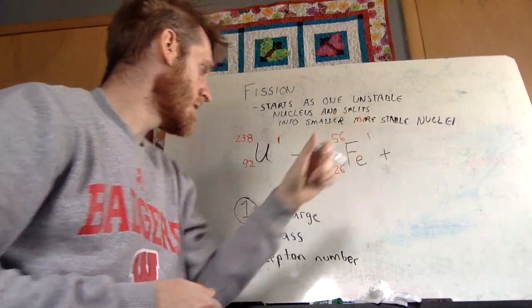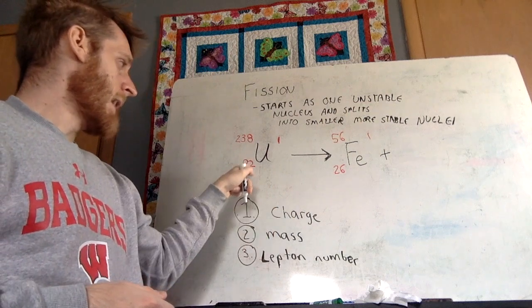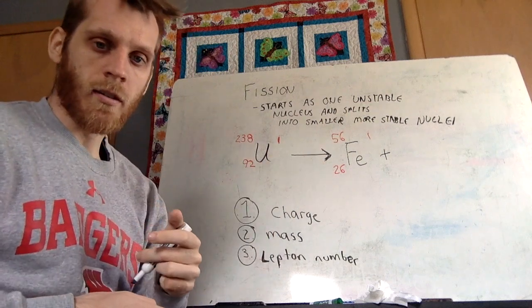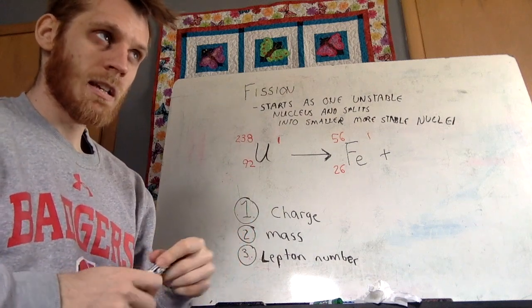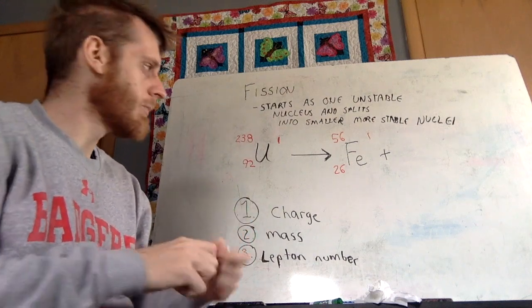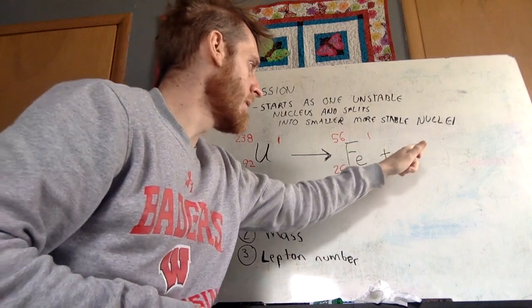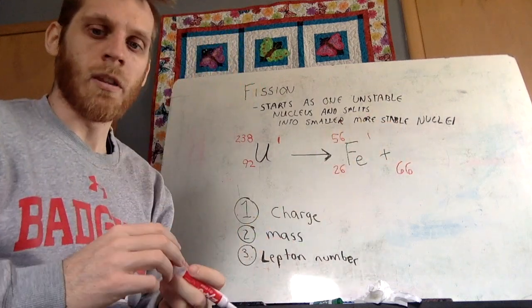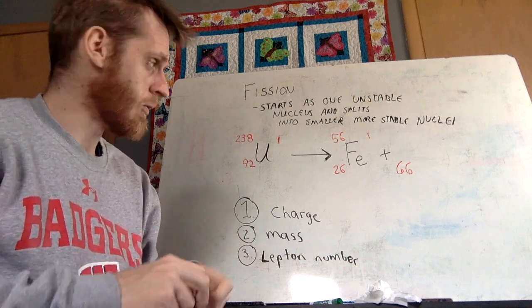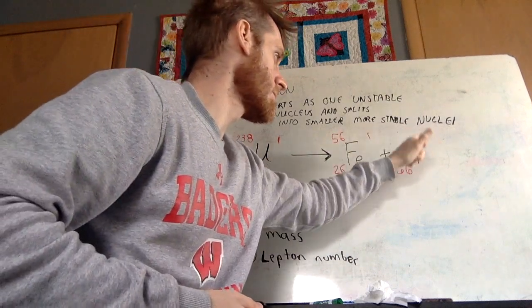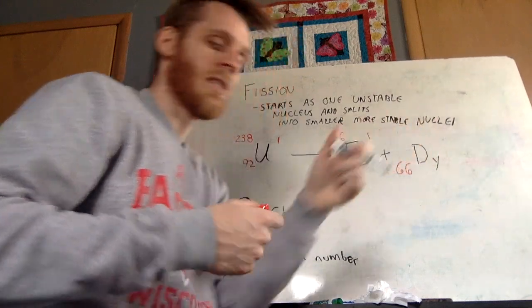So we're going to start with the charge. 92 does not equal 26. 26 plus something equals 92. It turns out that 26 plus 66 equals 92. So I need to put a 66 for a charge here. Well, the only thing that has a nuclear charge of 66 is dysprosium, which is just Dy. So that's the other particle it would make.